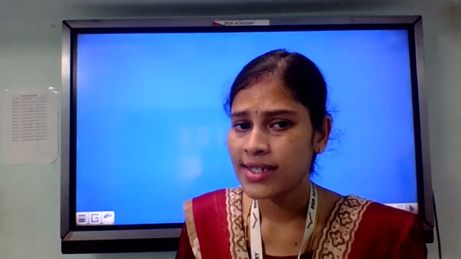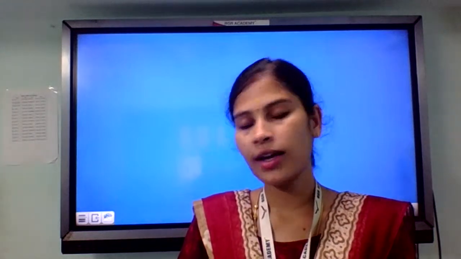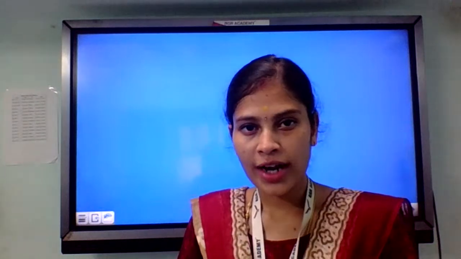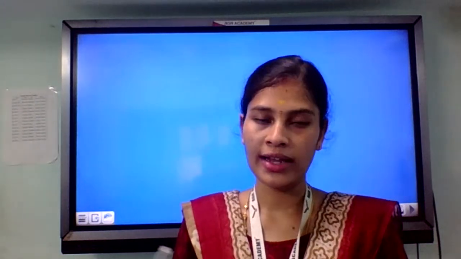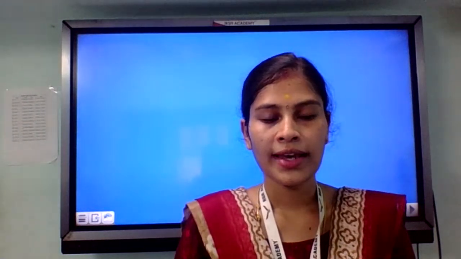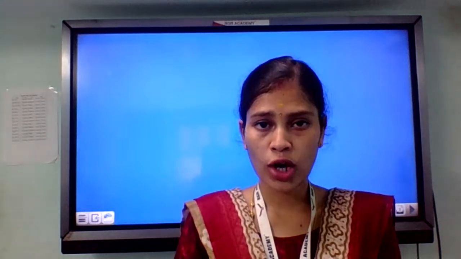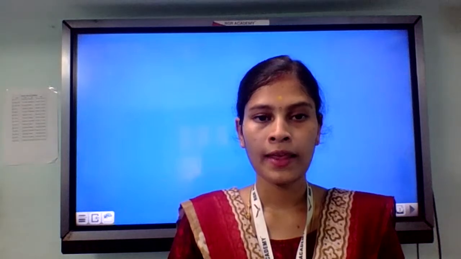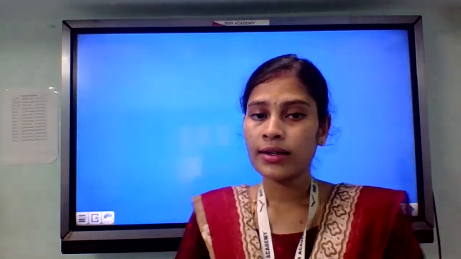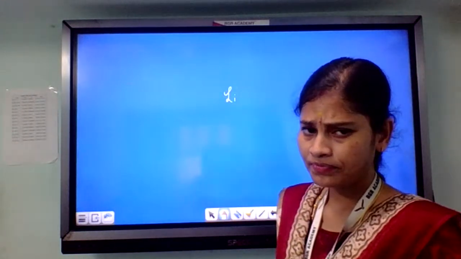What is the reason for this colored flame? The one electron present in the outermost shell undergoes excitation. When it comes back to the ground state, it emits radiation in the visible region, 400 to 750 nanometer, so it exhibits colored flame. These are all the things we have to remember. Another one is oxide formation. Here, if we take lithium, it mostly forms oxide.